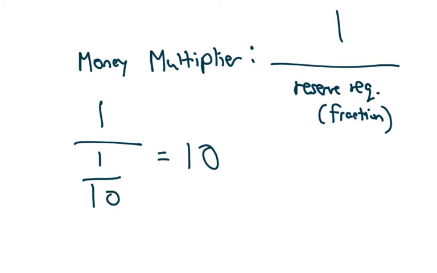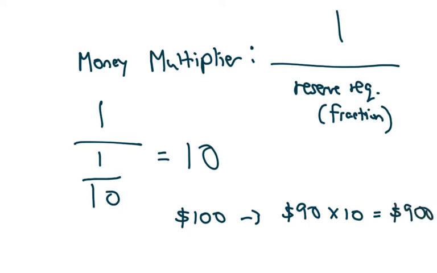So an application of this could be an initial deposit of $100. Now, not all of that's going to get multiplied because if the reserve requirement is 10%, only $90 of that actually is going to go into the wild. It gets multiplied by 10, and the money supply at maximum could increase by $900.